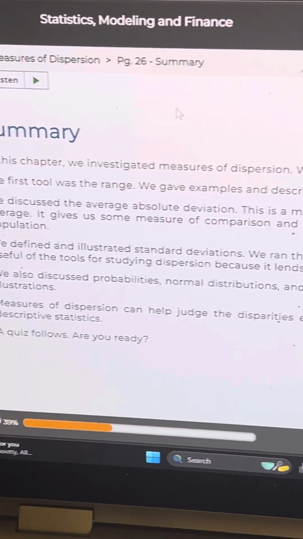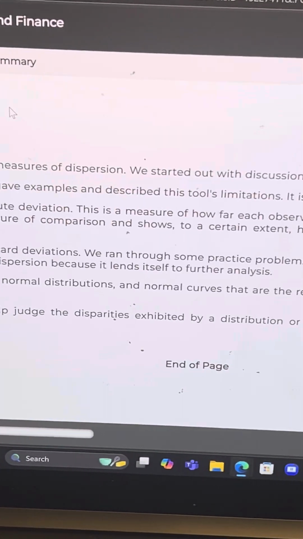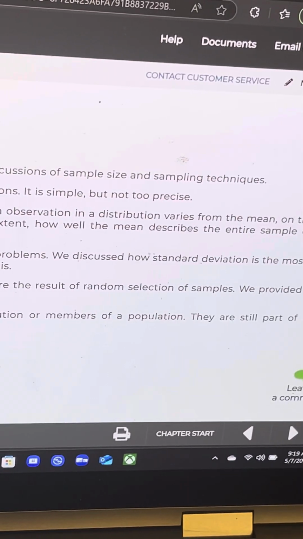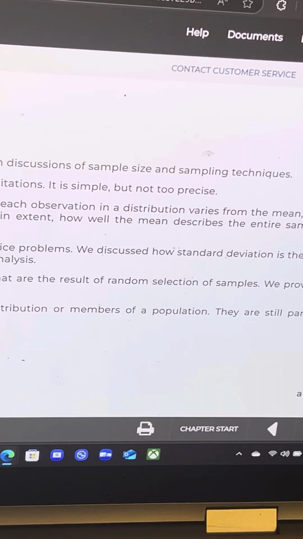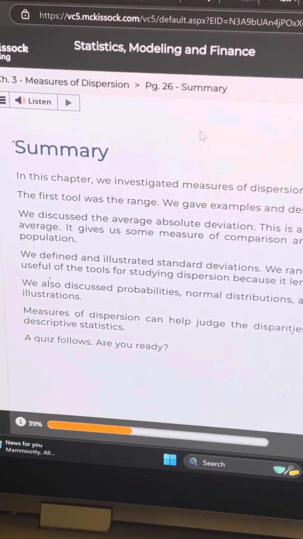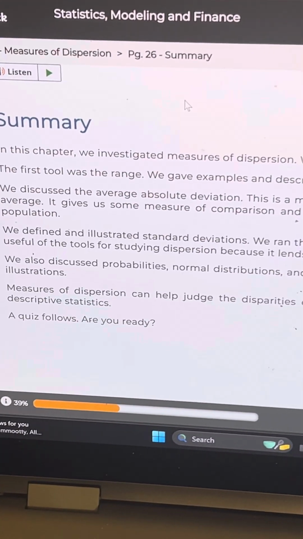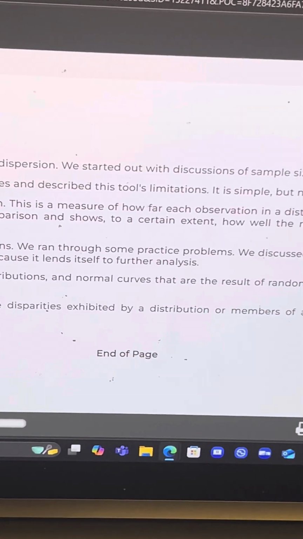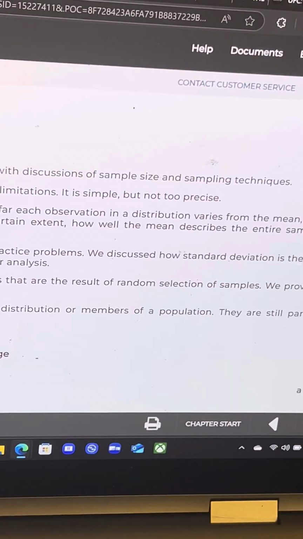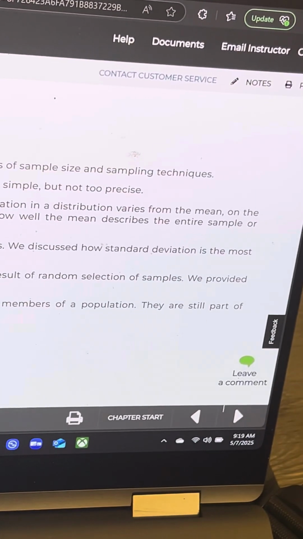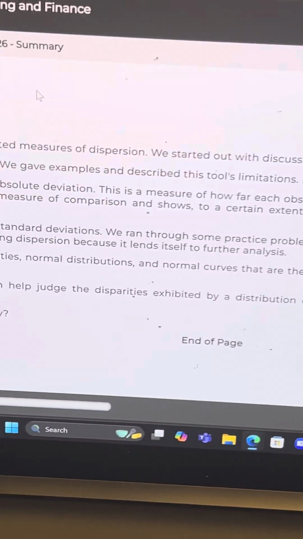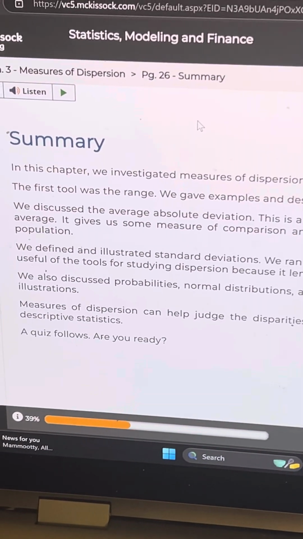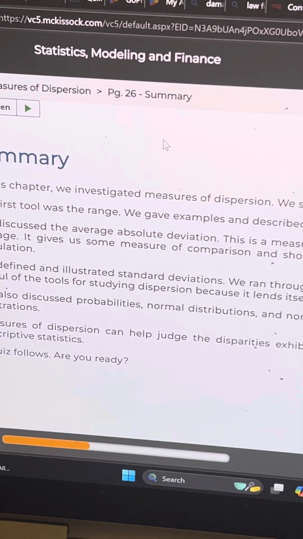We also discussed probabilities, normal distributions, and normal curves that are the result of random selection samples. We provided illustrations. Measures of dispersion can help judge the disparities exhibited by a distribution or members of a population. They are still part of descriptive statistics. A quiz follows. Are you ready? End of page.